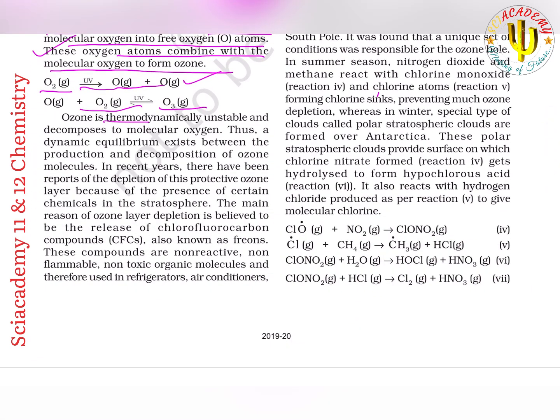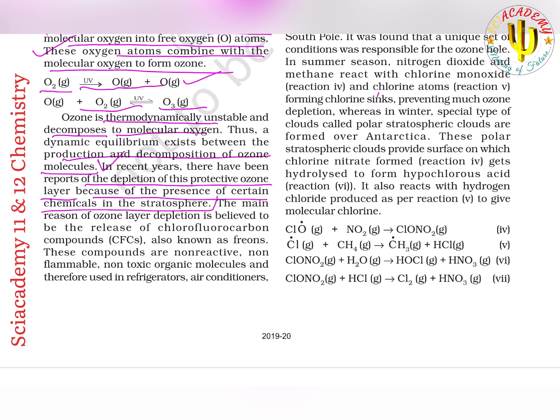Ozone is thermodynamically unstable and decomposes to molecular oxygen. Thus, a dynamic equilibrium exists between the production and decomposition of ozone molecules. In recent years, there have been reports of the depletion of this protective ozone layer because of the presence of certain chemicals in the stratosphere.